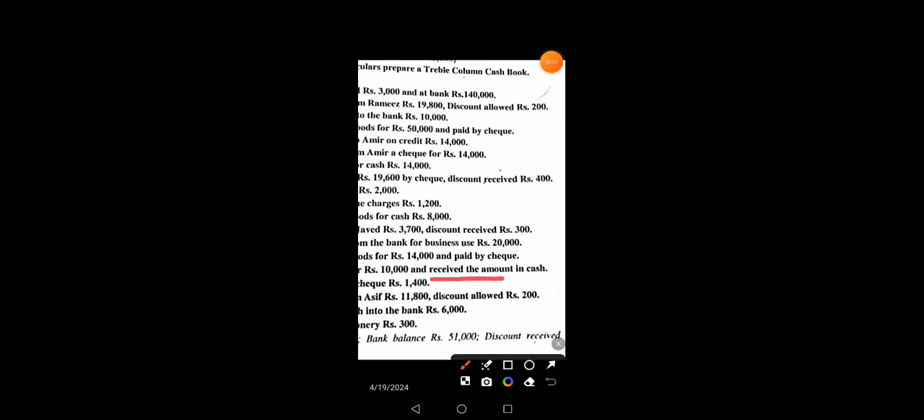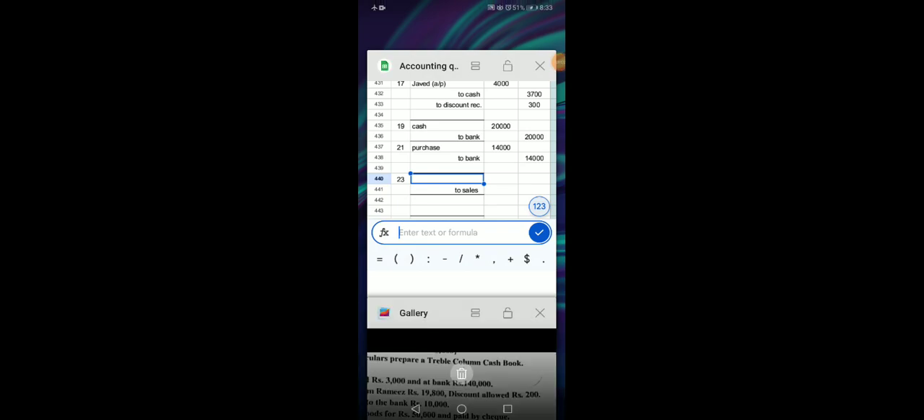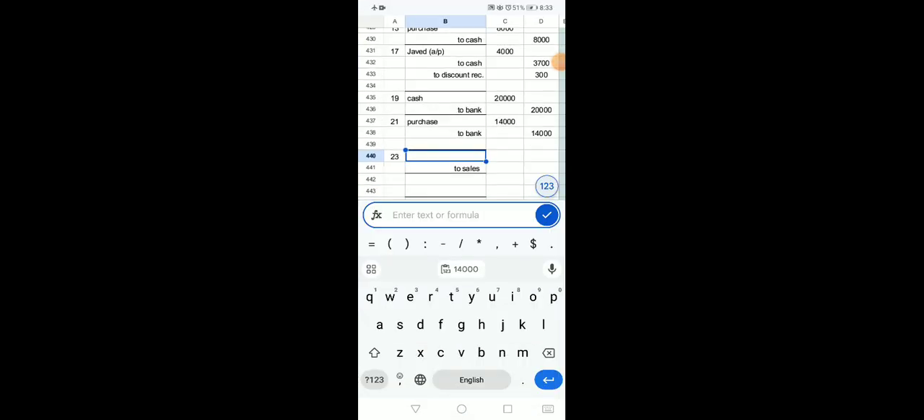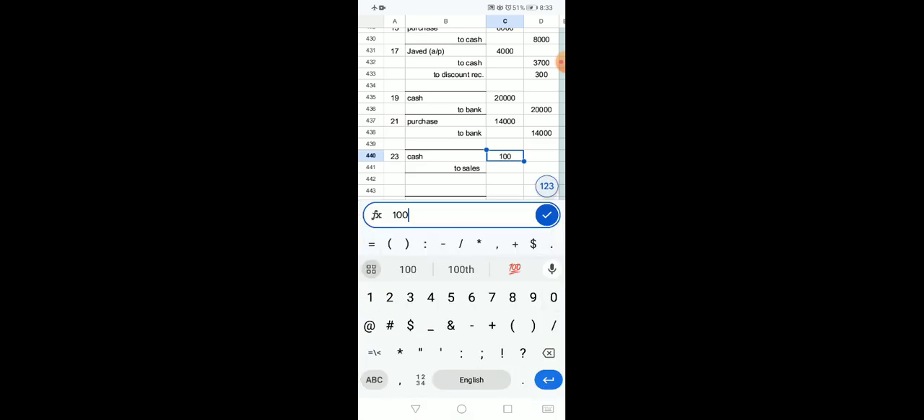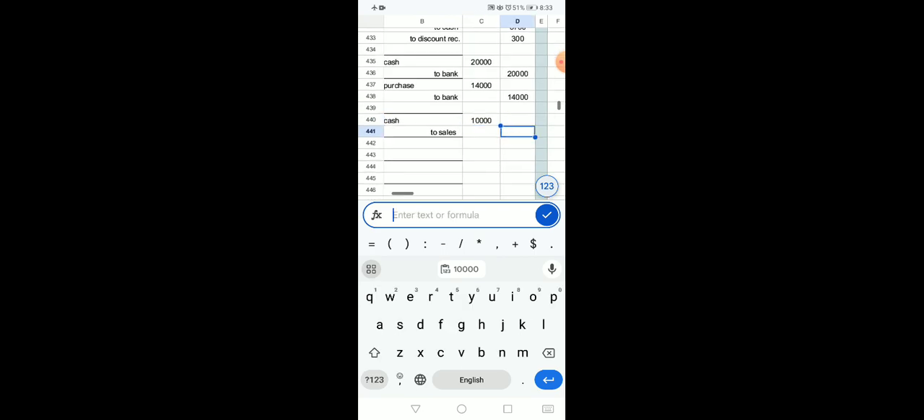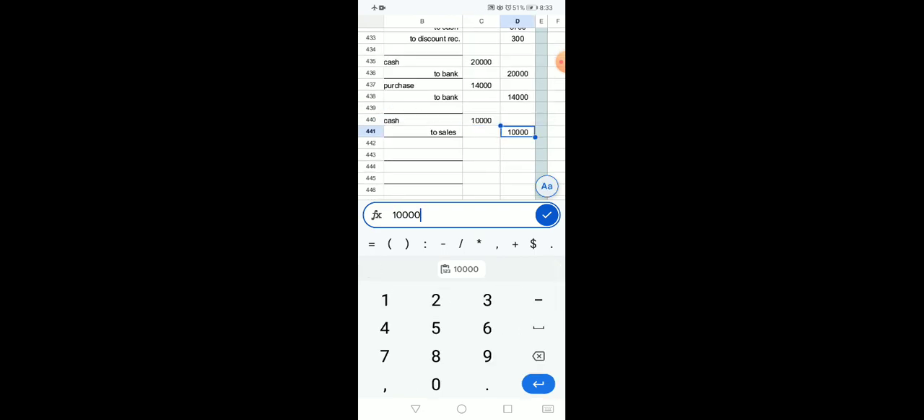You have received cash, it means cash in hand is increasing. Cash in hand is your asset. Asset is increasing. Increase in asset should be debited, so you will mention cash on the debit side. Now we will see what the amount of the 23rd entry is, that is 10,000. So you will write 10,000 on the debit side, and the same amount you will write on the credit side of this journal entry. This way the 23rd entry has been completed.